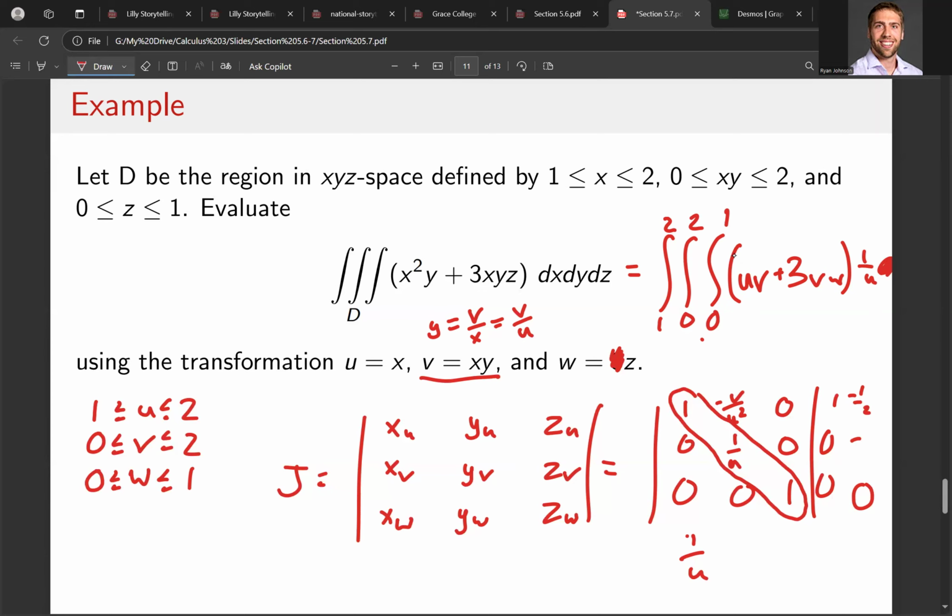Does it matter where exactly we put our bounds? Like, can we have u on the inside? When you have all numbers, you can swap them out to your heart's content. For convenience, switch them around as much as you want. Great question. Other questions?